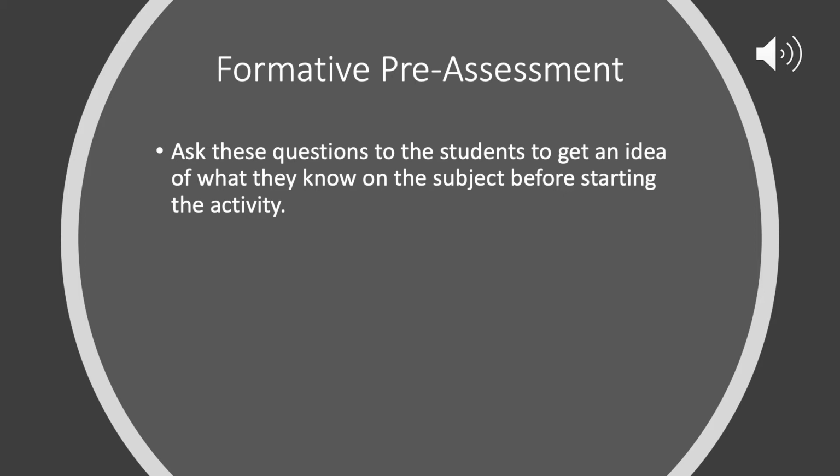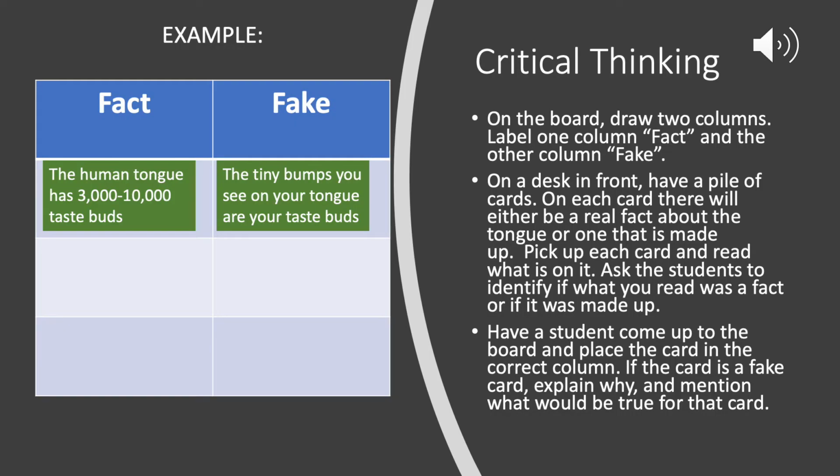For the formative pre-assessment, ask questions to the students to get an idea of what they know on the subject before starting the activity. For this part of the critical thinking, you will draw 2 columns on the board. One will be fact and the other column will be fake. On a desk in front, have a pile of cards, and on each card there will be a real fact about the tongue or one that is made up.